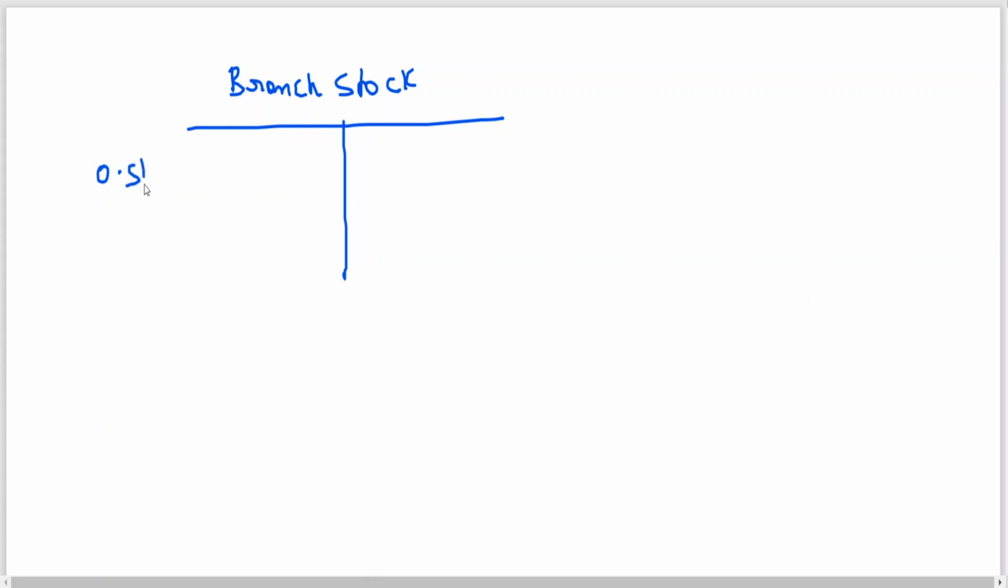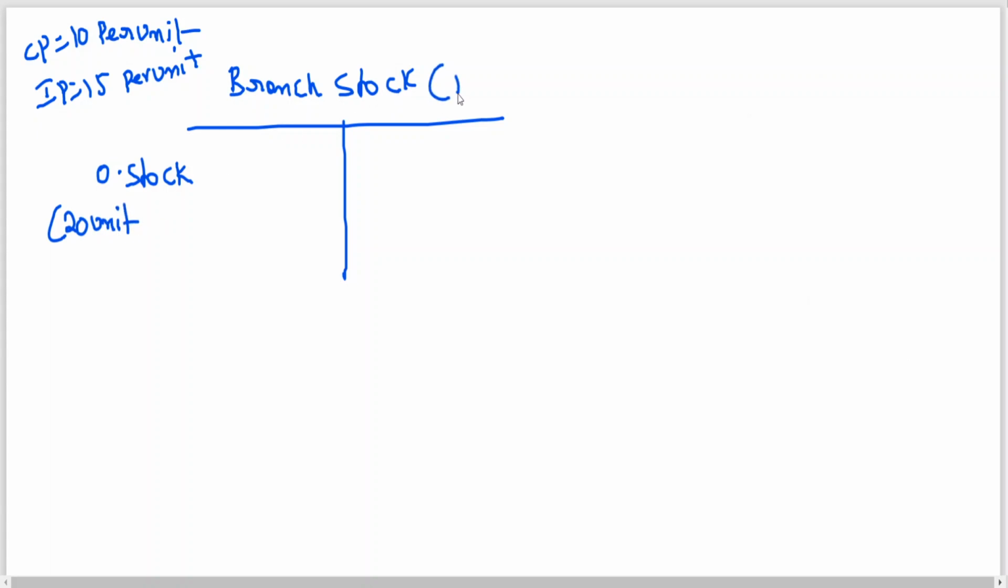So for example, opening stock, let me take an example. Cost price is 10 rupees per unit. Invoice price, say 15 rupees per unit. Let me take example opening stock. There are 20 units, because branch stock, I told you, is recorded at invoice price. 20 units into 15, 300 rupees.